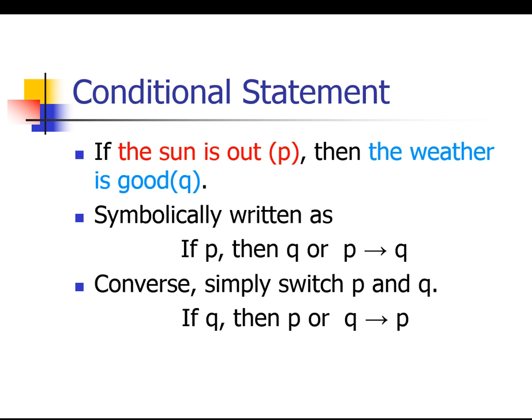So symbolically, if we have the statement, if the sun is out, then the weather is good. Okay, so which is the hypothesis? Sun is out. Conclusion: the weather is good. Let's symbolize the statement by saying P is going to be our hypothesis. So P represents the statement, the sun is out. Q represents the conclusion, which is the statement, the weather is good. So symbolically, we can say all that like this, right there.